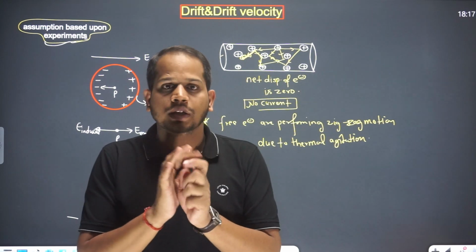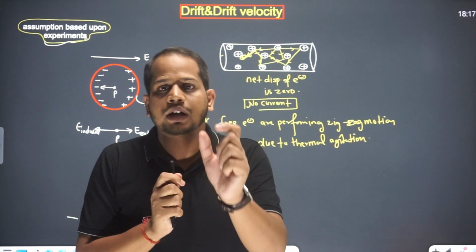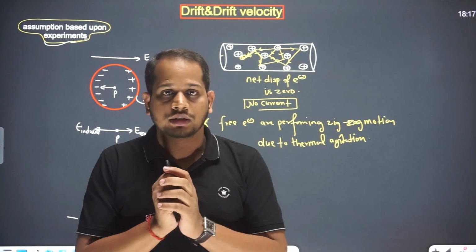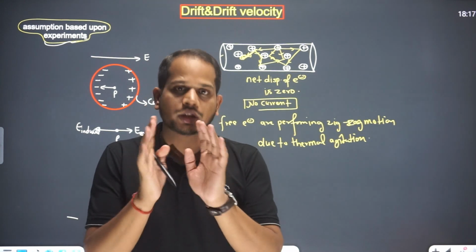So what is the meaning of free path? It's the distance traveled by a particle between two successive collisions. That is called free path, right? Because the electron is free in that.